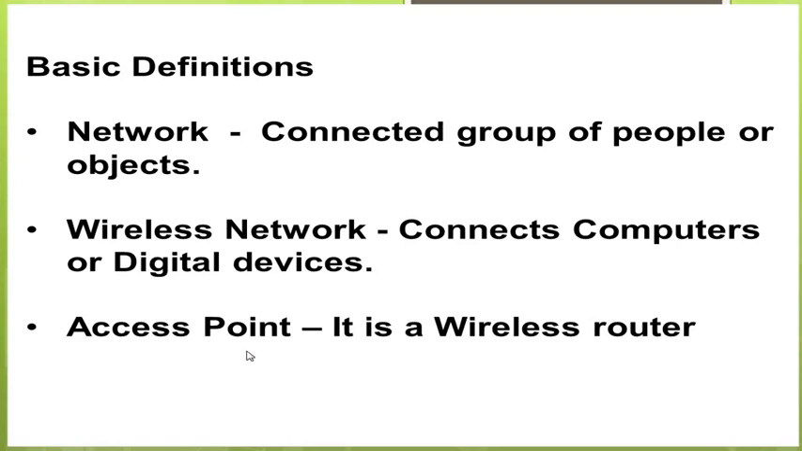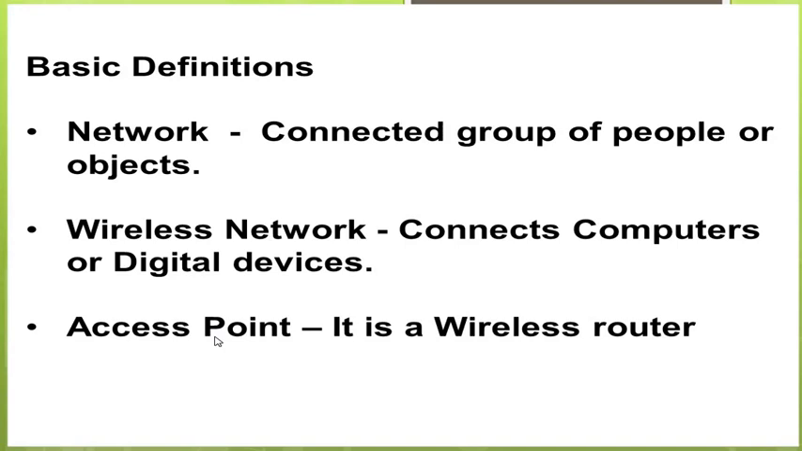Then we have the access point. The access point is a wireless router. The links are radio waves at 2.4 gigahertz or 5 gigahertz. The 2.4 gigahertz spectrum has more interference and a longer range, whereas the 5 gigahertz spectrum has less interference and a shorter range.